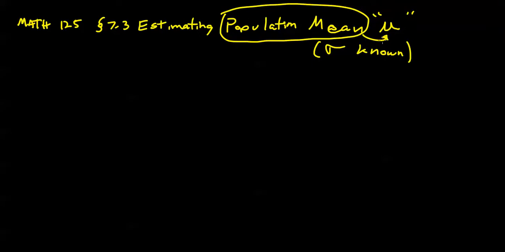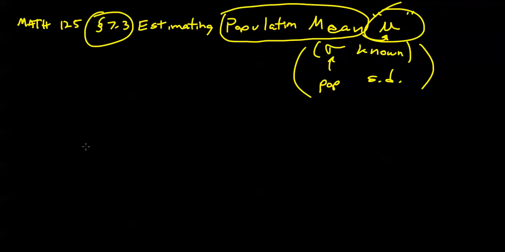is mu for any population, and remember sigma is your population SD. It's your population standard deviation. So we're going to be estimating mu, assuming that sigma, your population SD, is known in section 7.3. Alright, before we go on, let's talk about section 7.2.